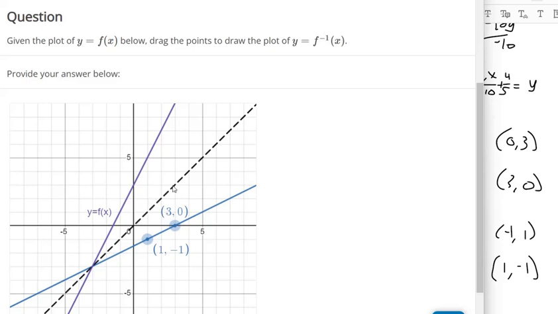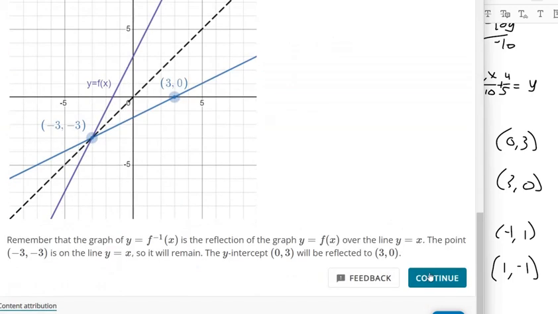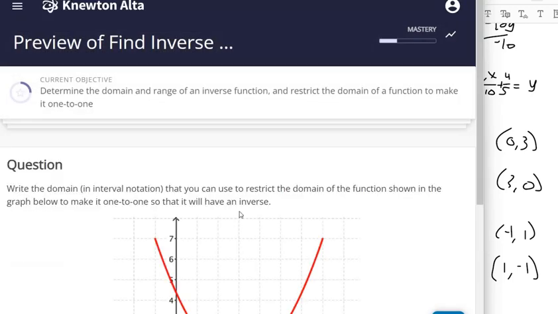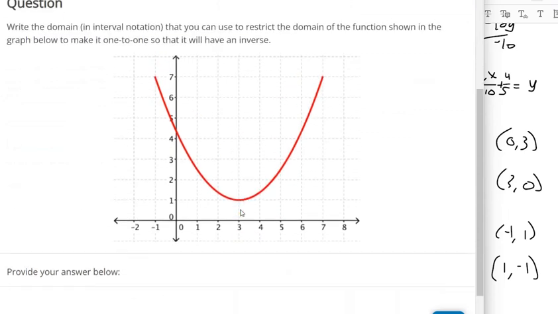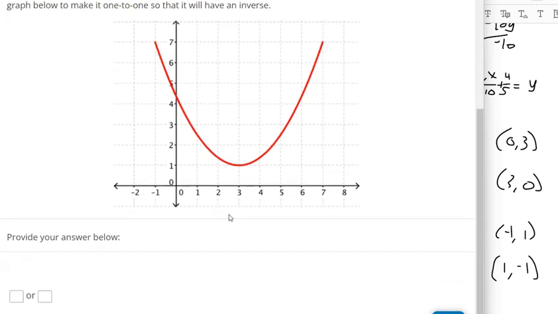And the inverse should always be making a mirror image around this diagonal dotted line, the y equals x line, which ours does. Oh, it stops here. Okay.